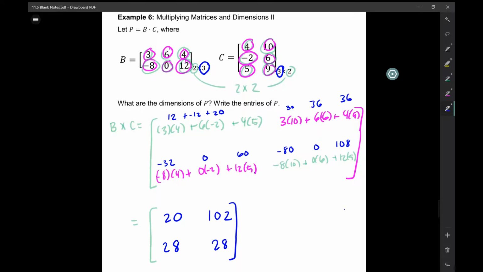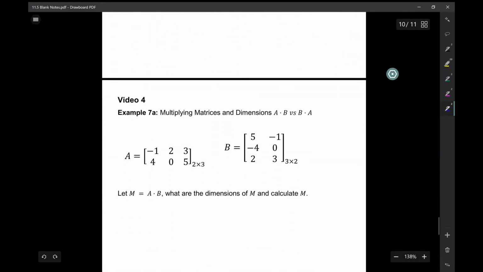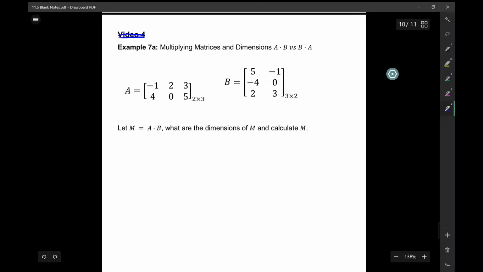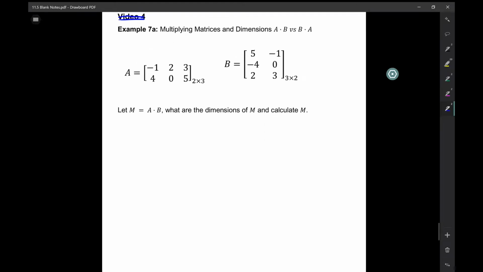And of course, you can use Desmos to check. I feel like you guys can do that by now. I don't need to walk you through it. Let's try another multiplying matrices. So this is video 4, but I think I'm just going to keep going with video 3. What I want you to do right now is calculate A times B, and then calculate B times A. A times B versus B times A. So let's go ahead and give this a try.